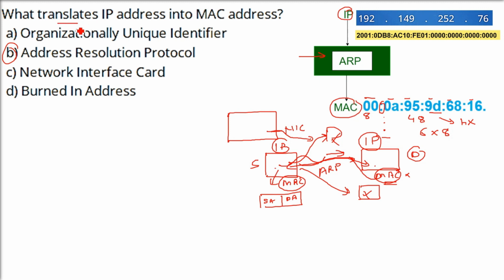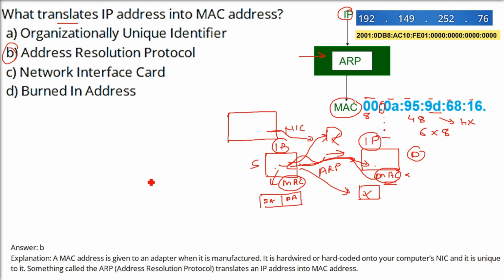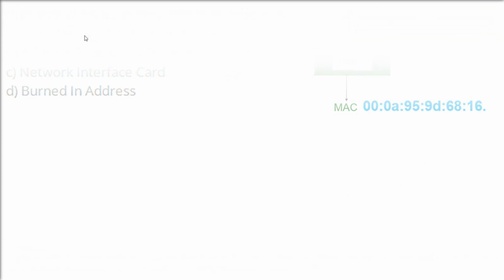So there is no conversion, there is no translation. It is only to know about that MAC address if IP is known. So this MAC address, let me tell you again, MAC address is a hardwired address, and IP is a more software-based address.